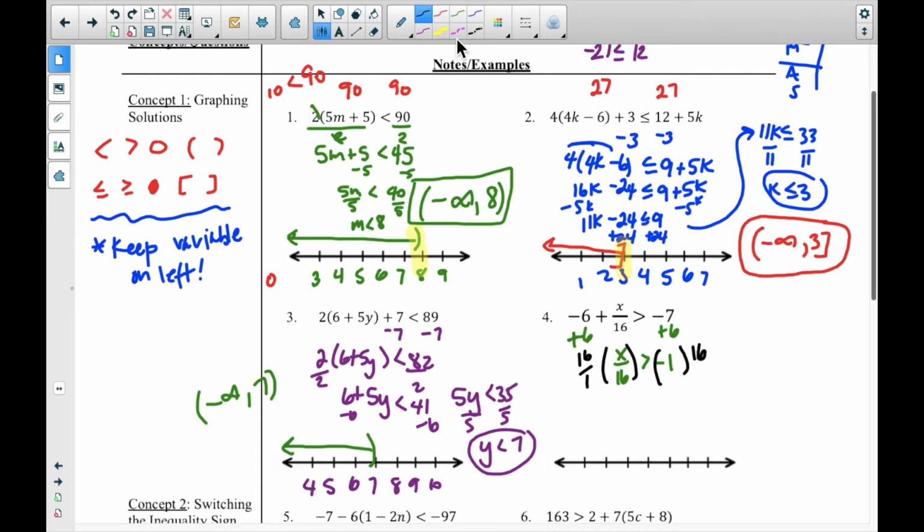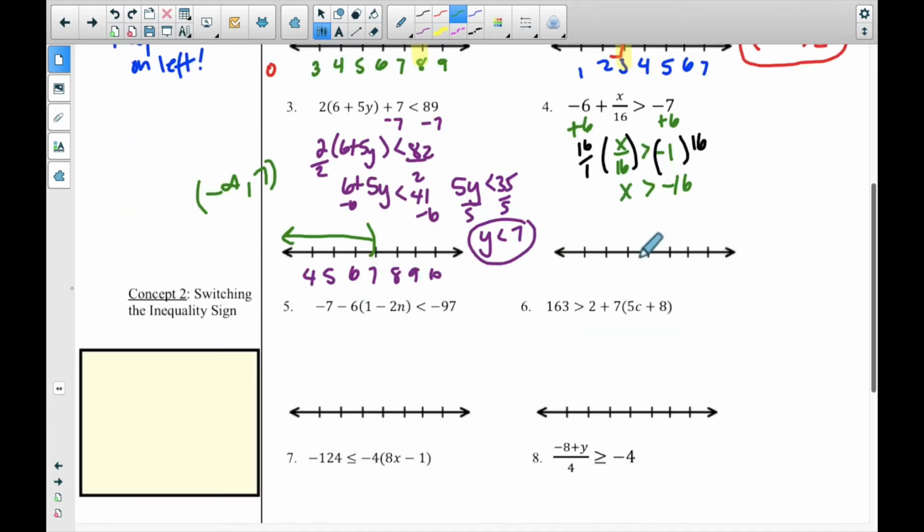Okay, I'm going to multiply both sides by 16 over 1. So that's going to cancel those 16s, and I'm going to get x is greater than negative 16. So to graph it, again, I can start anywhere, maybe negative 20. I went ahead and just numbered by 2's because I was getting too crowded. So x is greater than negative 16.